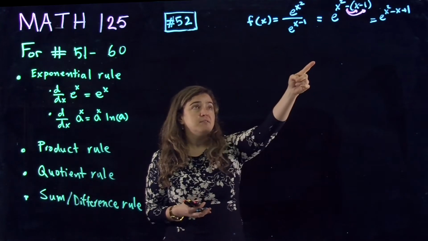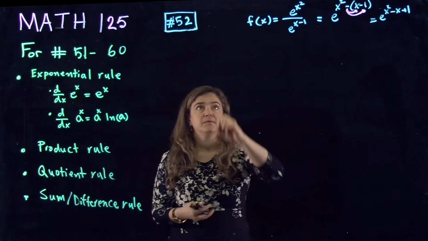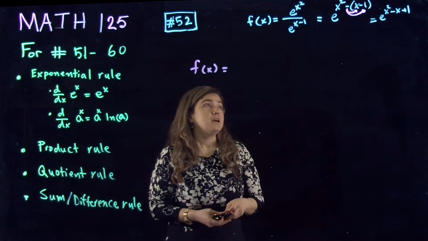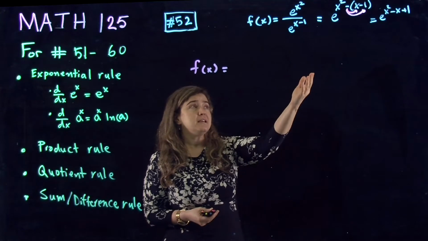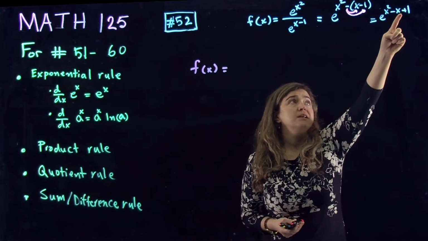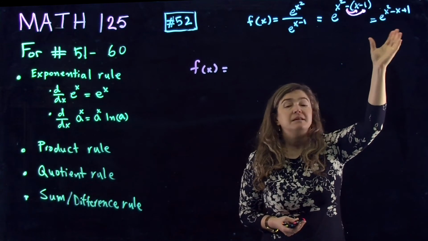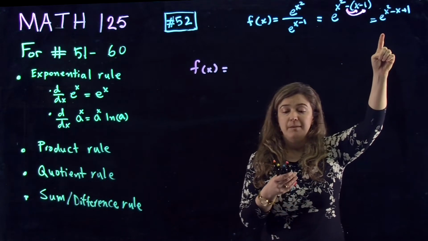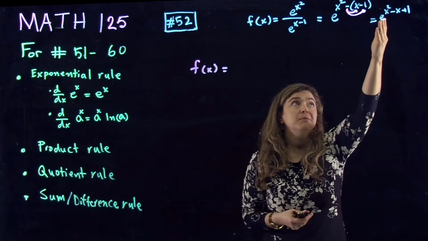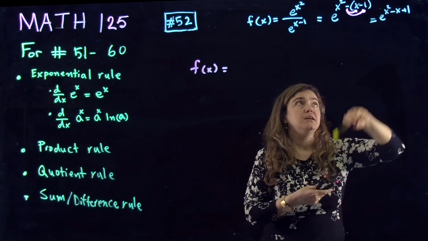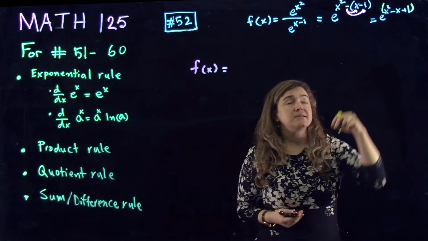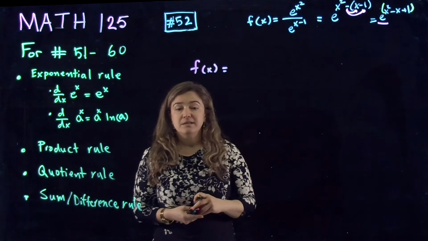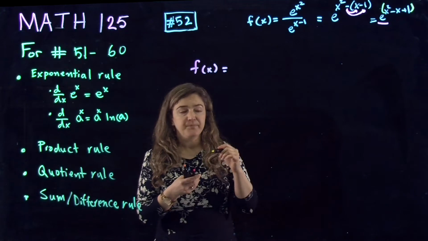Now taking the derivative of that, what we end up with is this. Looking at e to the power x squared minus x plus 1, there is an outer function and an inner function. The outer function is e to the power, and the inner function is x squared minus x plus 1. So outer is e to the power, inner is x squared minus x plus 1.